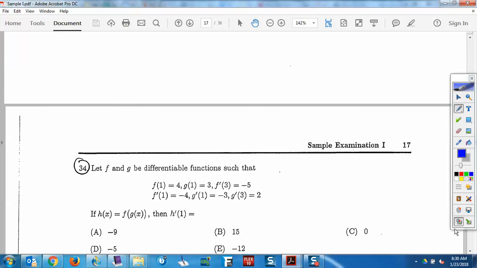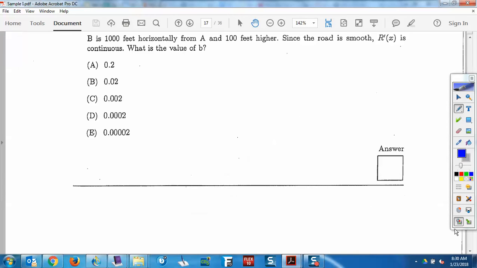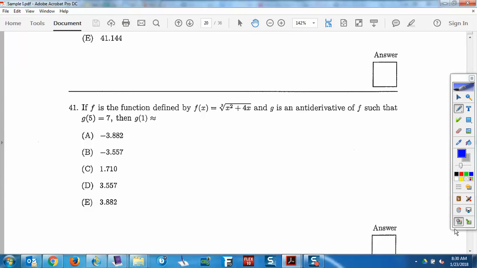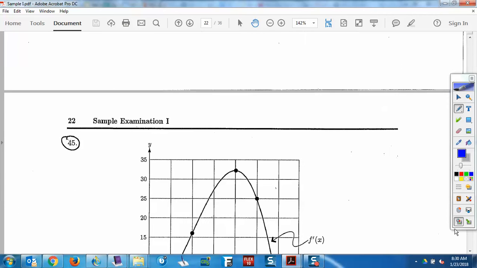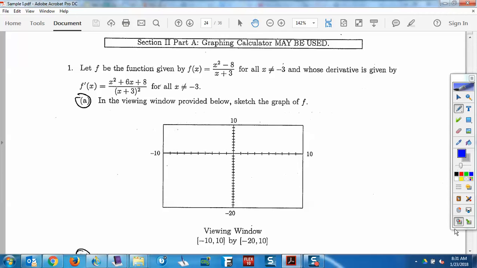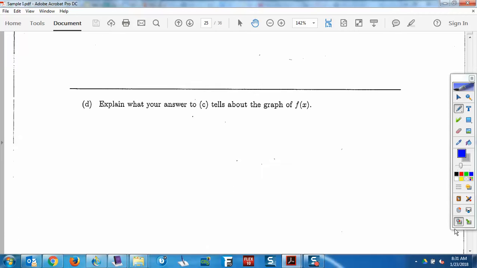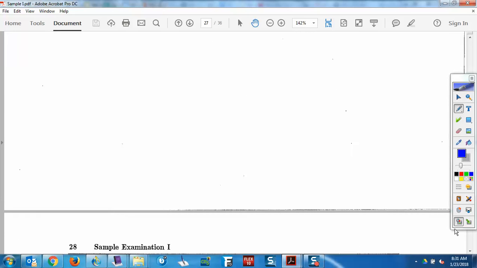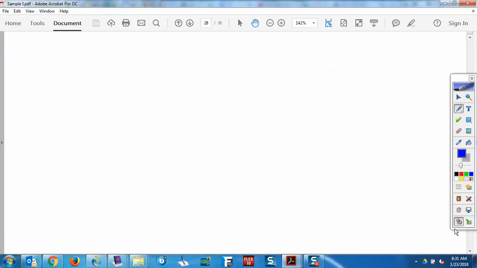We got a little more time. Maybe we'll do them all. Wasn't there a tangent one? Number 4.